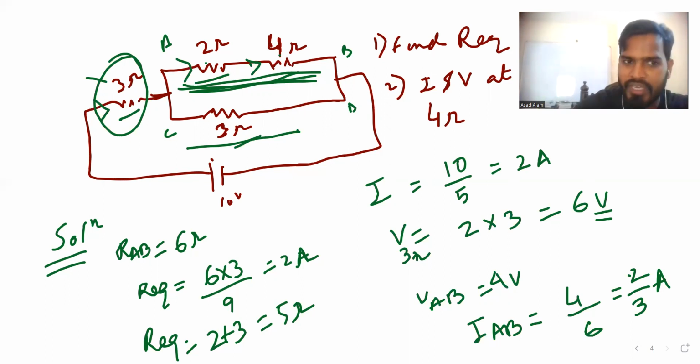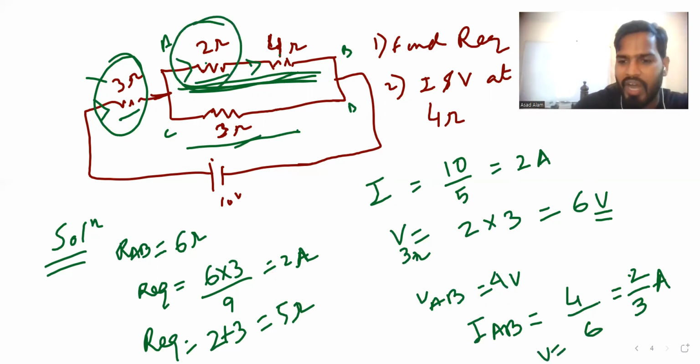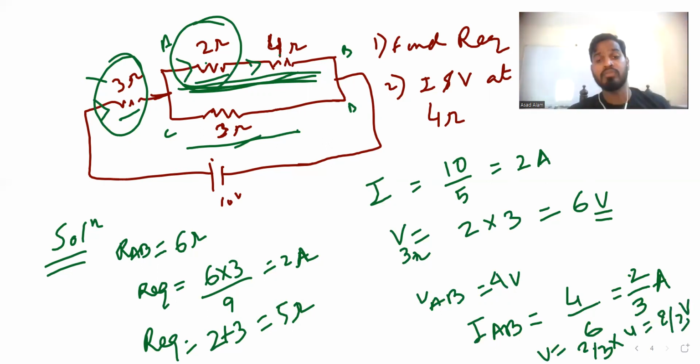Got it? Now we can say what the voltage is at 4 ohm, because some voltage will be used here also. V is equal to IR. I is 2 by 3 into R. R is how much there? 4. So we can say 8 by 3 volt. That will be the voltage and current in this resistor. Hope you guys got it, how to find current and resistance in this circuit, right?